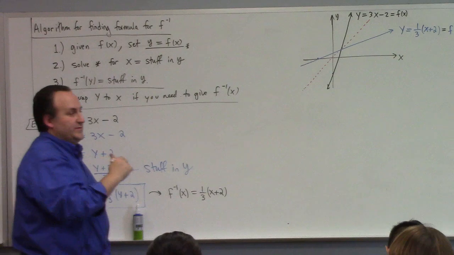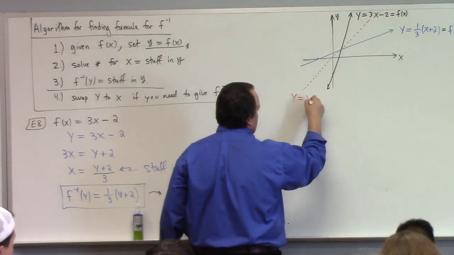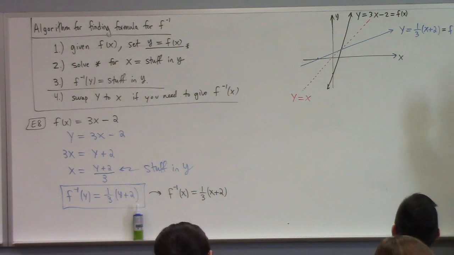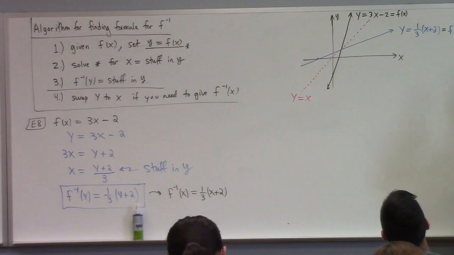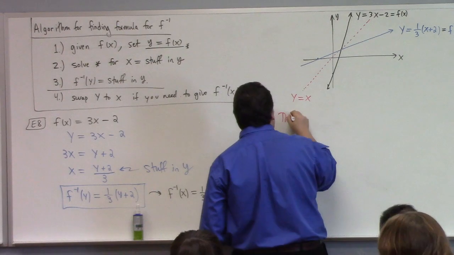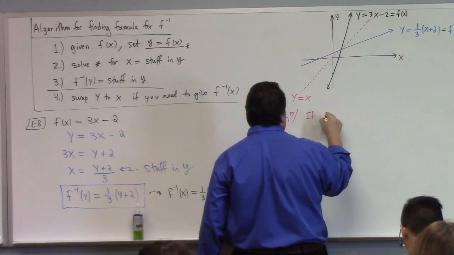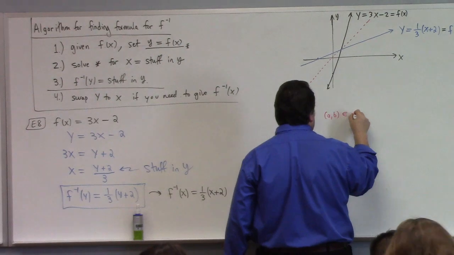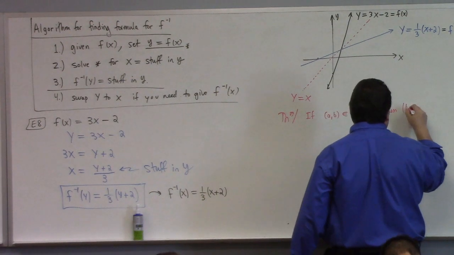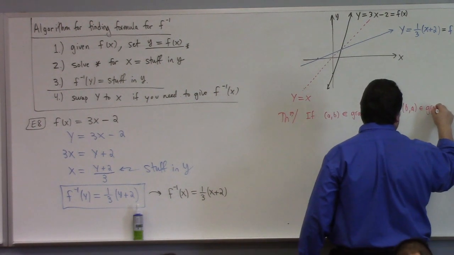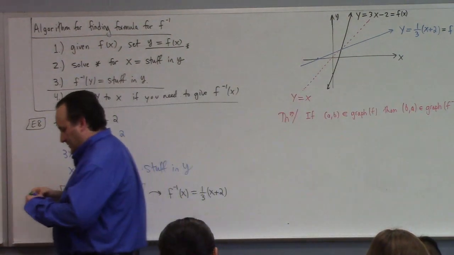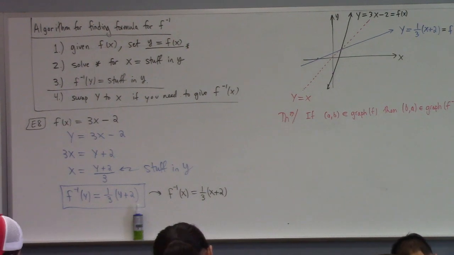So that's the line y equals x. And if we do our job correctly, what you should see is that the graph of the function and the graph of the inverse function are related by reflection over the line y equals x. To be more technical, here's a theorem. If (a, b) is in the graph of f, then (b, a) is in the graph of f inverse. And yes, it is hot in here.